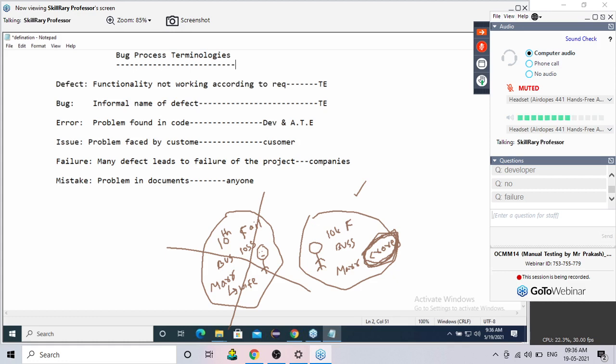Sir, is it mandatory to use a patch in a single test cycle, or can it be used in multiple test cycles? Anywhere you want, you can use it, Ganesh. There is no rule for a single test cycle or multiple test cycles. Whenever the developer feels that it can be patched up, they are going to do it.